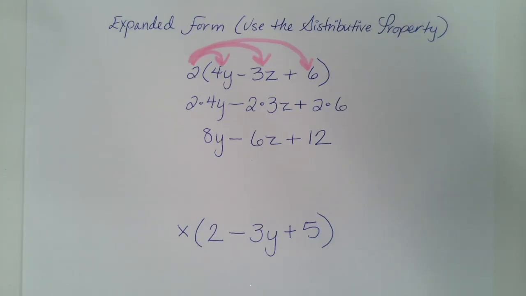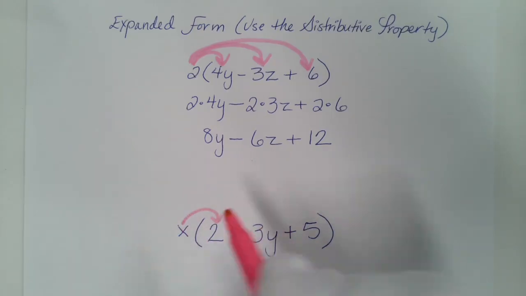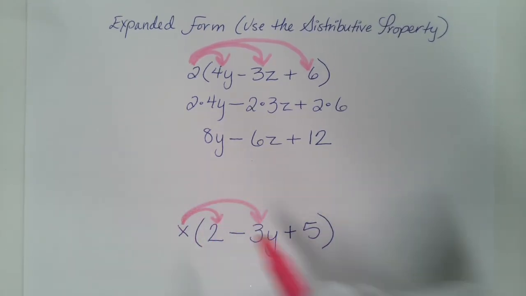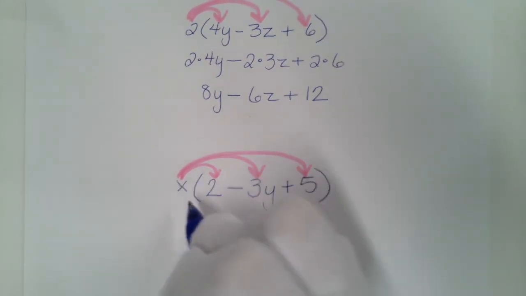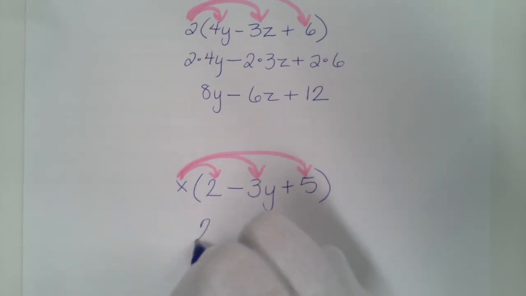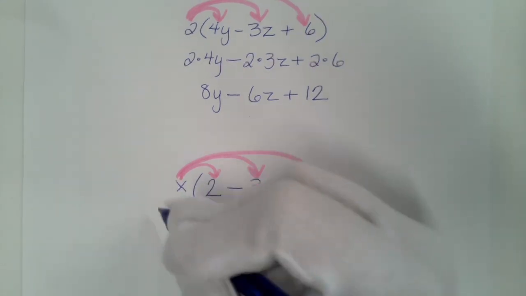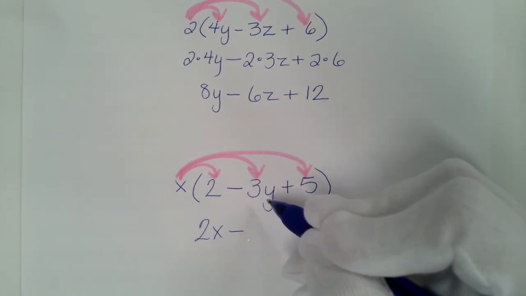So what we would do here as well is we would use the distributive property. So we would distribute x through multiplication, x through multiplication, and x through multiplication. So we have x times 2, we write that as 2x minus x times 3y.